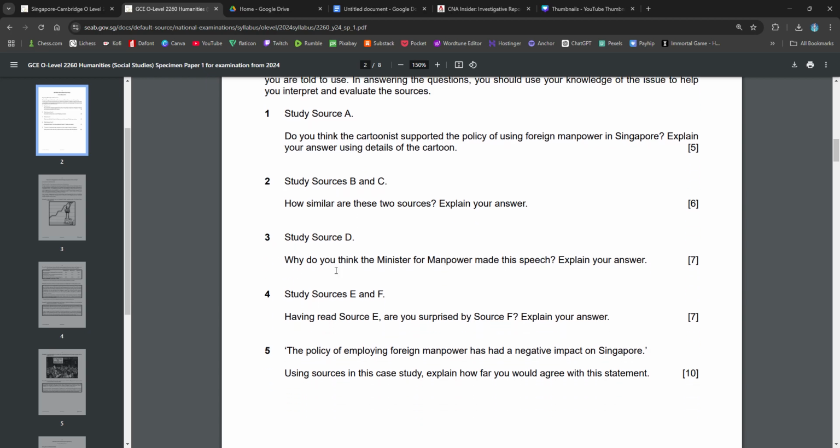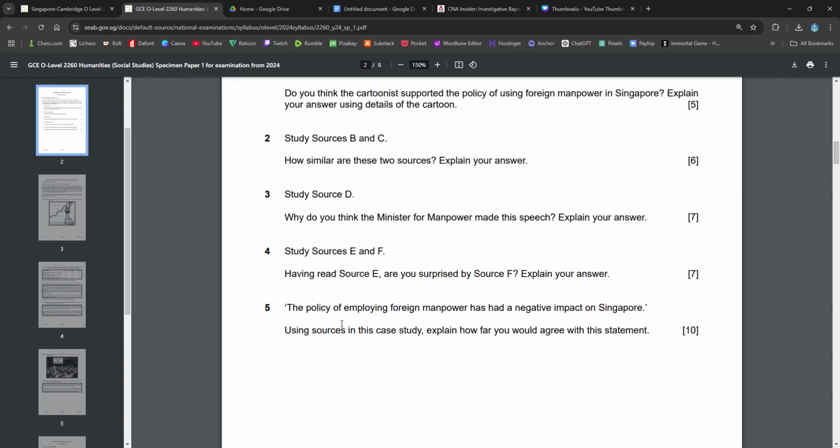Number 3. Why do you think the Minister of Manpower made this speech? Explain your answer. This one is easy. Why? It's a why question. Really simple to answer if you did a lot of PEEL, point, elaboration, example, and link. This should be easy, right? So do 1, skip 2, and do number 3.